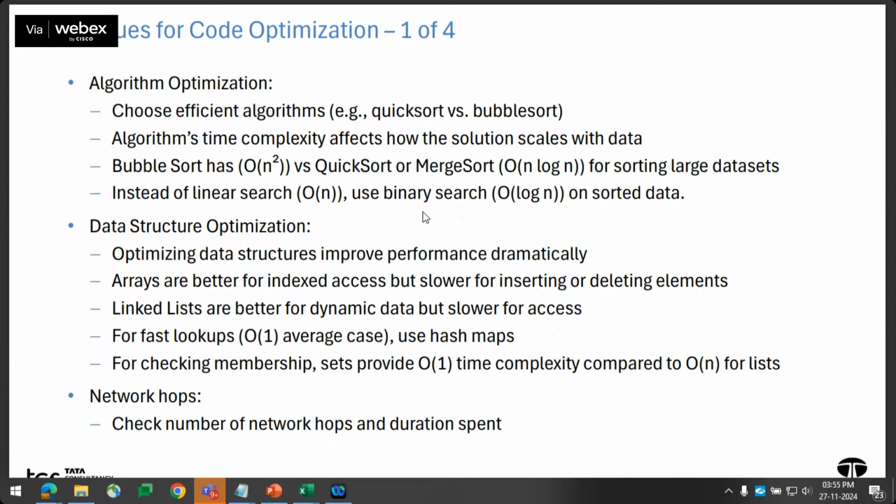So we need to see, are there ways to redesign that? Are there ways to fetch it and store it somewhere? Is there a way to cache that data? We need to look at that because these network ops are definitely going to add to the delay.